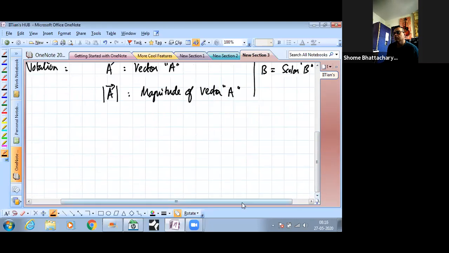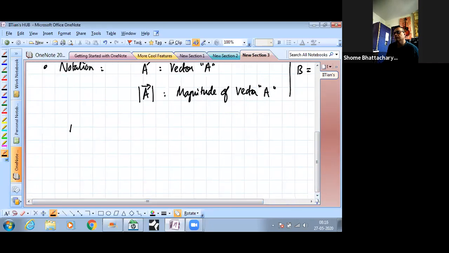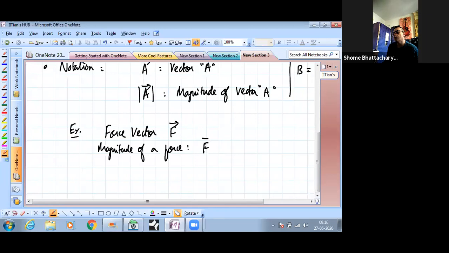Okay. So for example, you might represent the force vector by the symbol F. But if you talk about the magnitude of the force, we use the symbol mod F, or magnitude of F. So on and so forth, these kind of things. Alright, so that was about the notation.